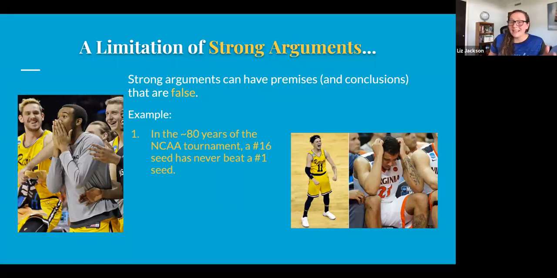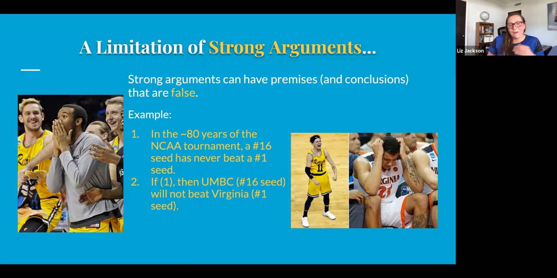In the 80 plus years of this tournament, a number 16 seed has never beaten a number 1 seed. If premise 1 is true, then UMBC, a number 16 seed, will not beat Virginia, a number 1 seed. I forget exactly what year this was, but it was a couple years ago that UMBC, a number 16 seed, was playing Virginia, a number 1 seed. So the conclusion: therefore, UMBC will not beat Virginia. The premises seem pretty good given our evidence. Premise 1 is definitely true, and premise 2 also seems pretty well supported by our evidence.